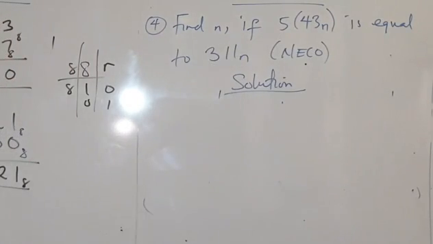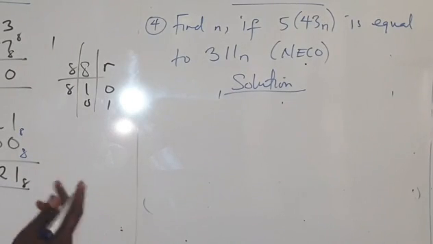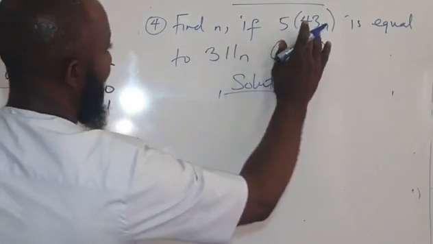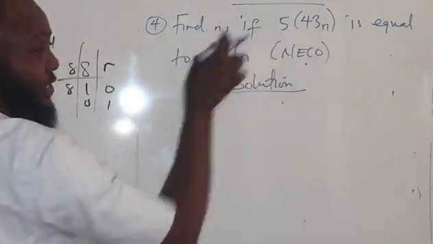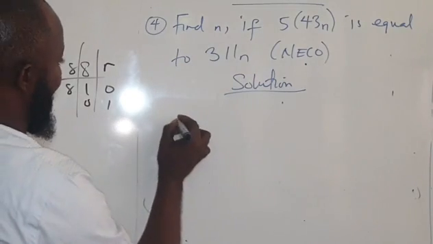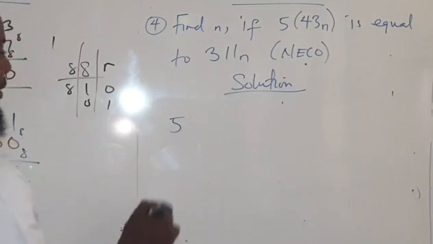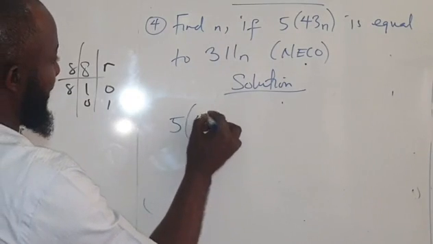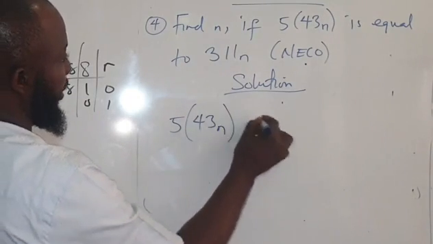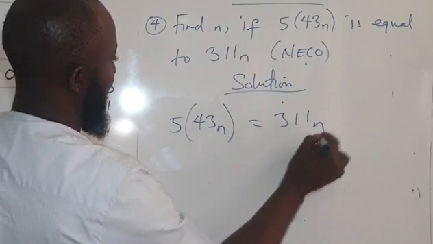So we don't know the value of the base. So what we are going to do, we are going to convert everything to base 10. But before we do that, we convert this one to base, because 5 is already in base 10. So we are going to have 5 into 43 base n equals to 311 base n.